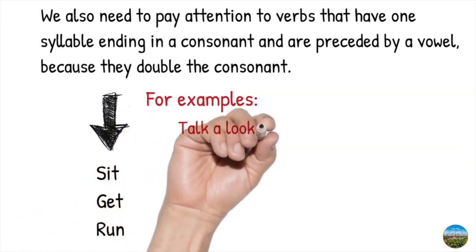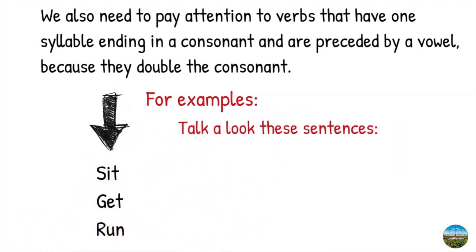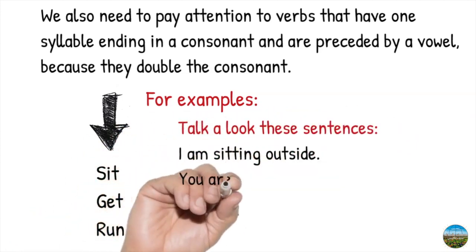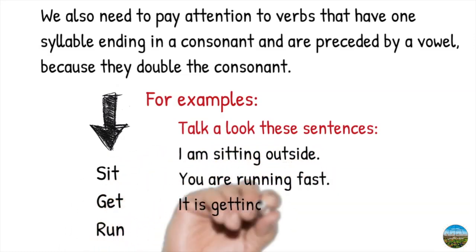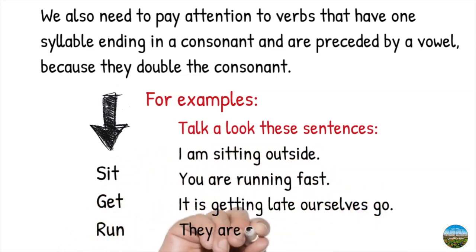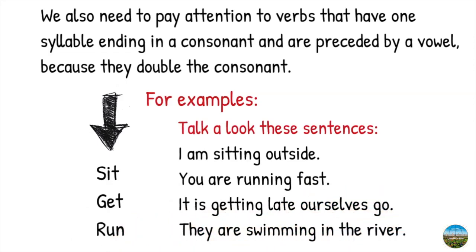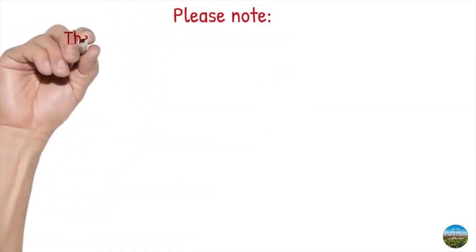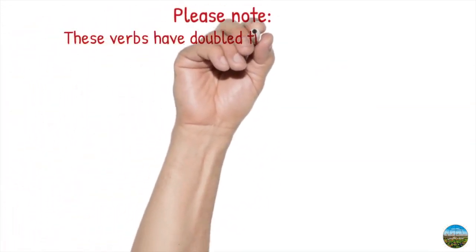Take a look at these sentences. I'm sitting outside. You are running fast. It is getting late. We are swimming in the river. Please note, these verbs have doubled their consonant.